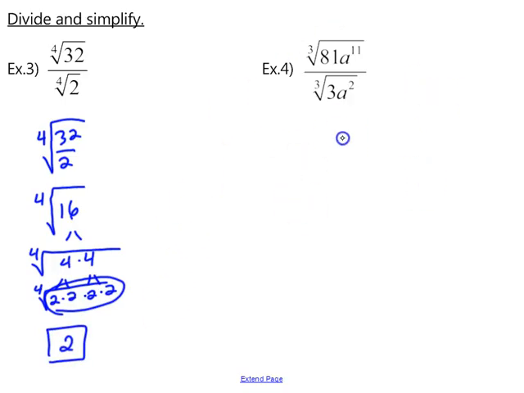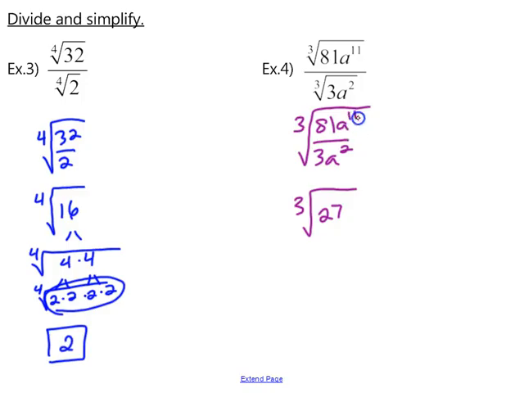So let's go ahead and do that same thing with example 4. And again, I know it looks a little more complicated because of the variables, but we're going to treat it the same. We have the same index of 3, so we're going to go ahead and take that index of 3, and then we'll combine what's underneath, 81a to the 11th over 3a squared. Now let's go ahead and divide what we can underneath before we start simplifying. So 81 divided by 3 gives us 27.